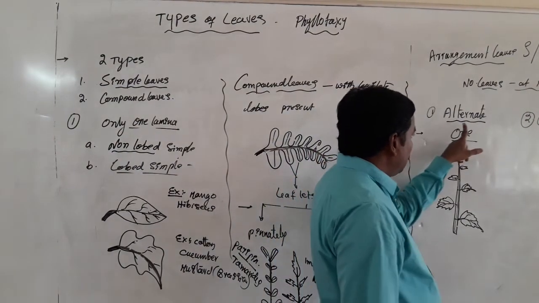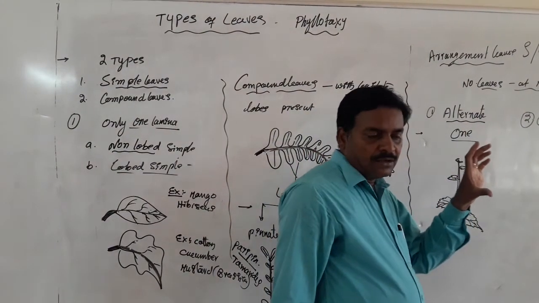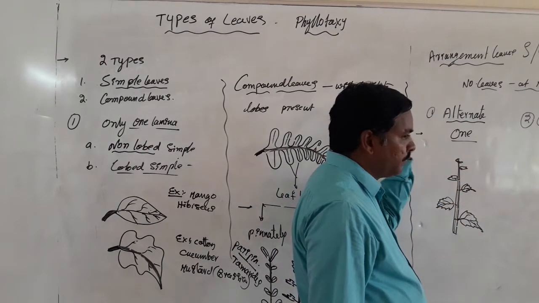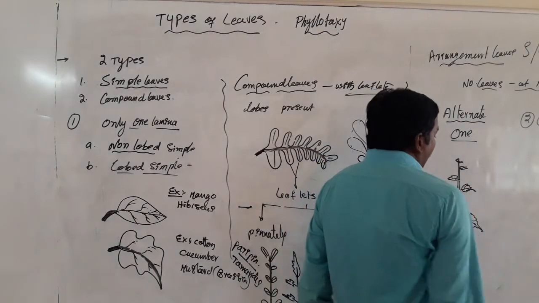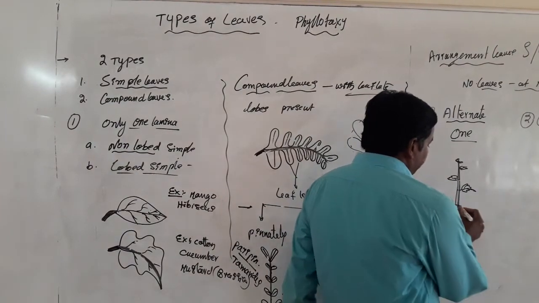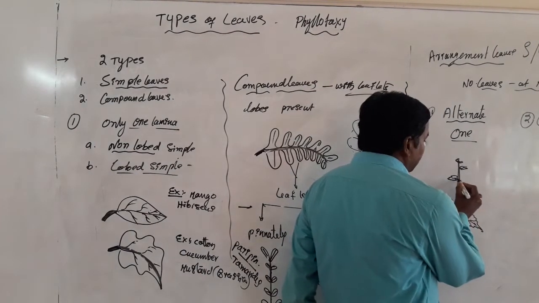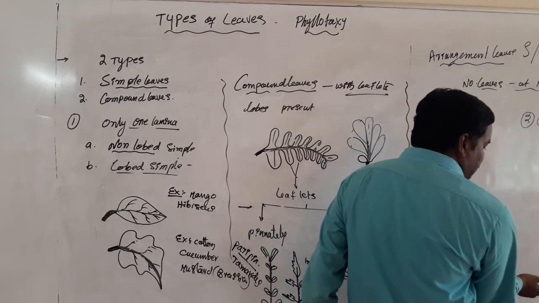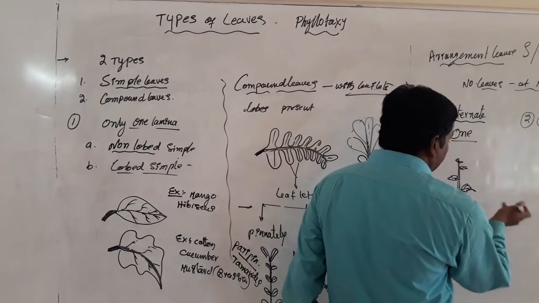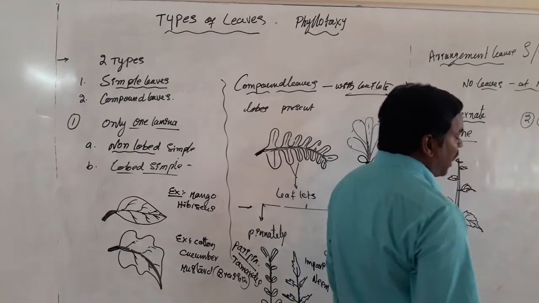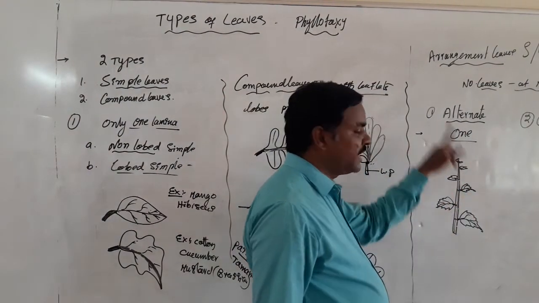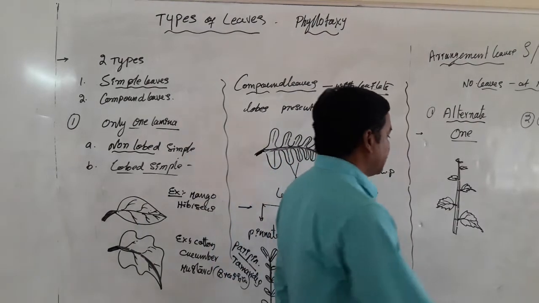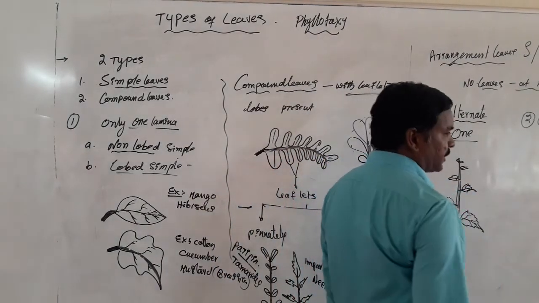So, in alternate phyllotaxy, only one leaf is present at each and every node, and all these leaves are arranged alternately. This leaf is produced towards the right side, and then left, right, left and right. All the leaves present in successive nodes are arranged left and right alternately. Such arrangement is called alternate phyllotaxy.